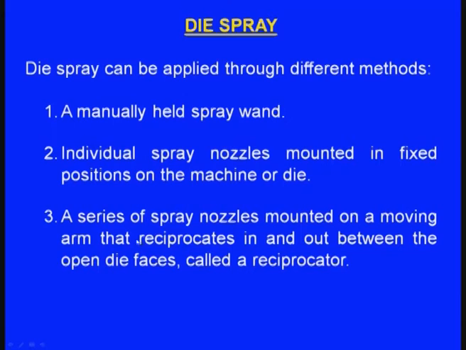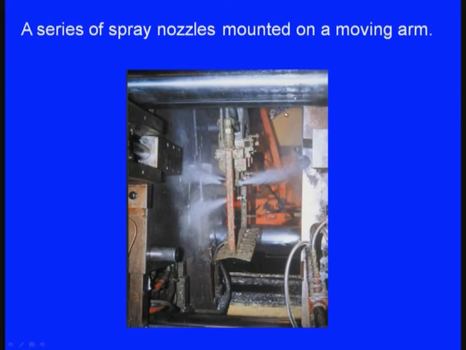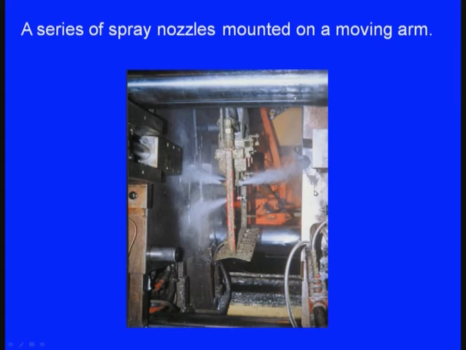Next one, a series of spray nozzles mounted on a moving arm that reciprocates in and out between the open die faces, called a reciprocator. You can see here, spraying is going on, and these spray nozzles are mounted on a moving arm. And here we can see, this is one die and spraying is going on.